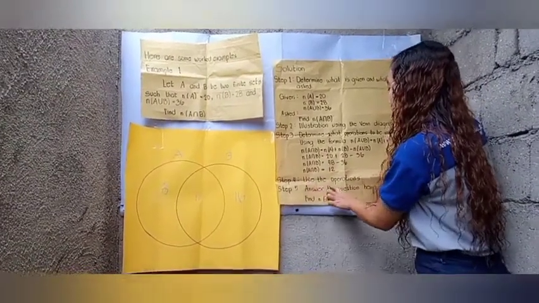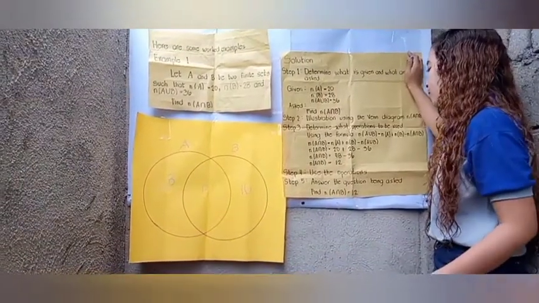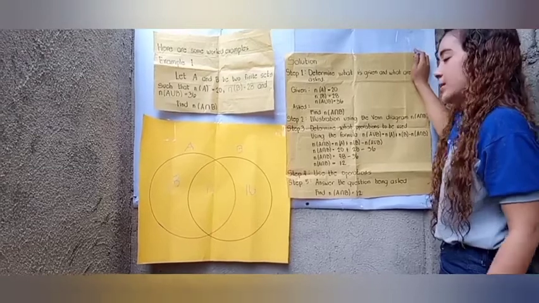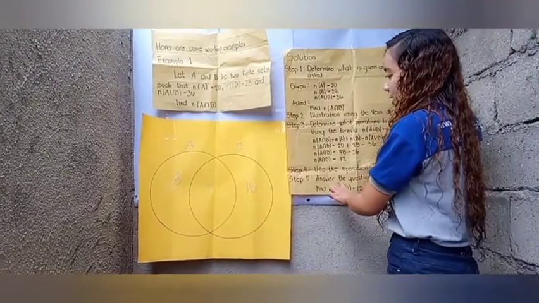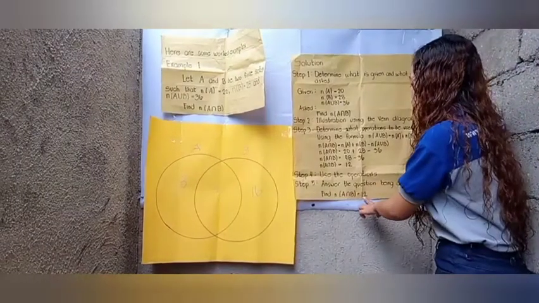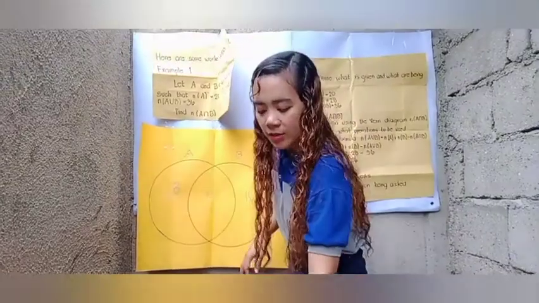So, step 4, use the operation. Ito na yung ginawa natin. Use the operation. And then, the last step, answer the given question being asked. So, yung intersection natin, ilan nga? 12. Very good. 12 po, teacher. Another example.